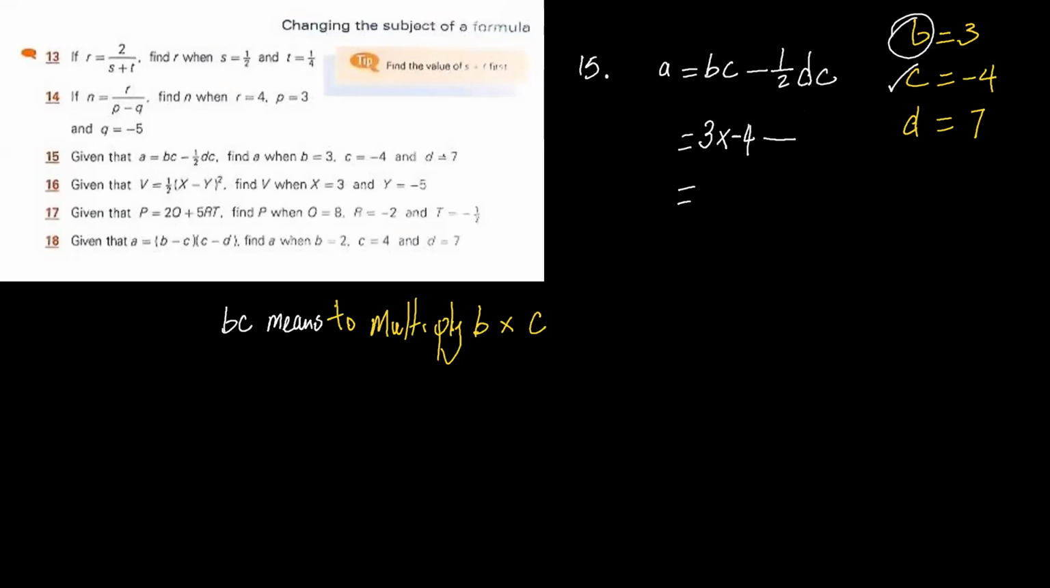All right, okay. So it's a half times D times C. So it's a half times D, which is 7, times C, which is -4. What is 3 times -4? -12. Thank you, Nicholas.